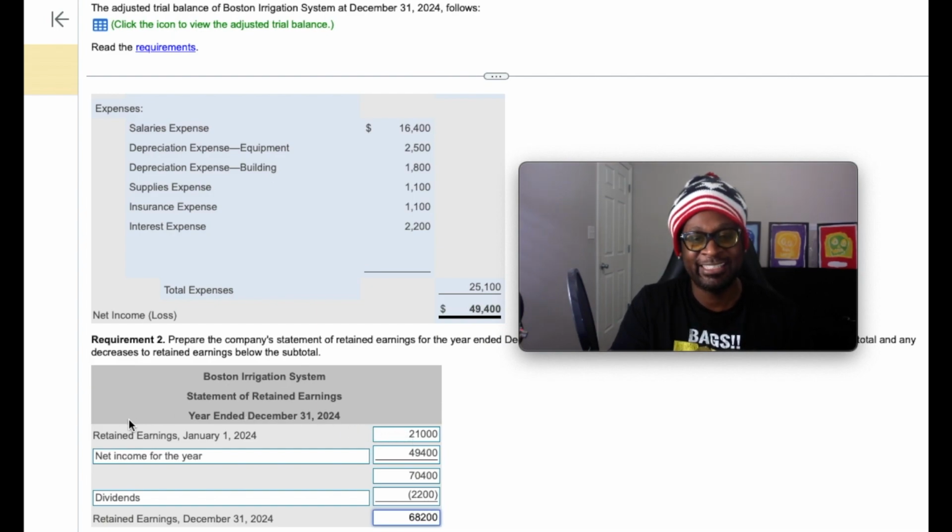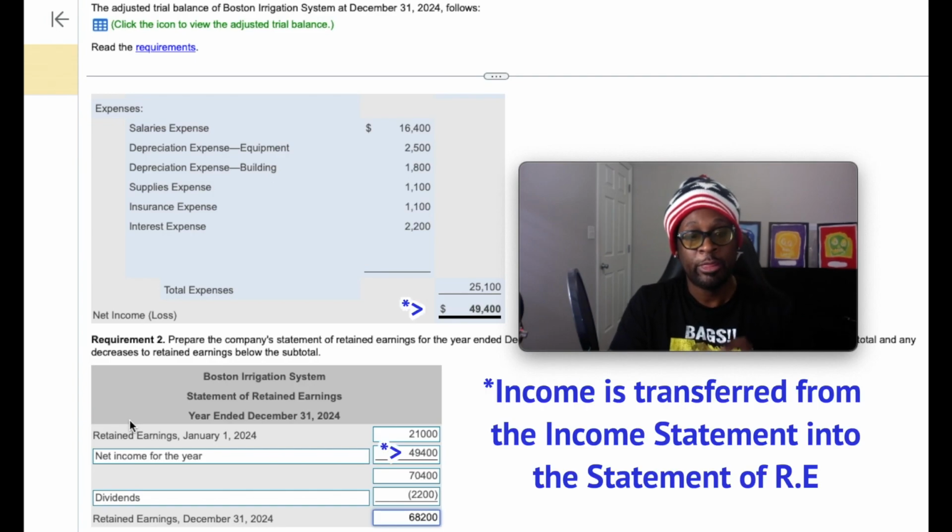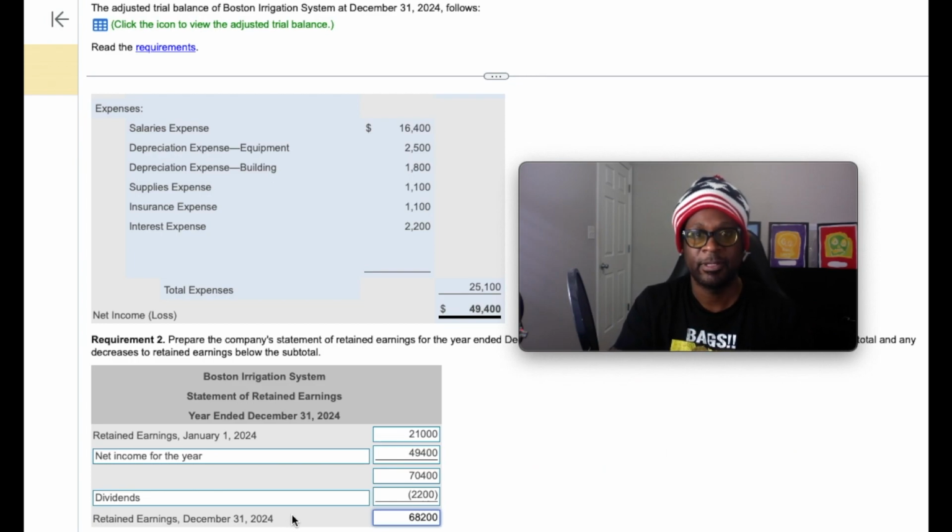We're going to add the net income of $49,400 that came from our newly calculated income statement. Then we're going to subtract the dividends of $2,200, which will give us a retained earnings ending balance of $68,200. We're going to take that $68,200 and transpose that to our balance sheet. We're going to check the answer.